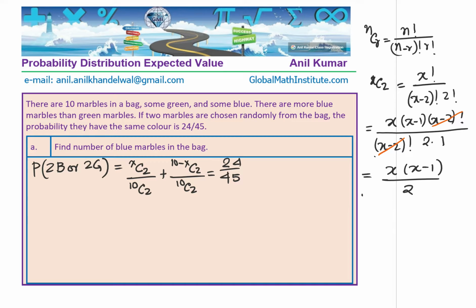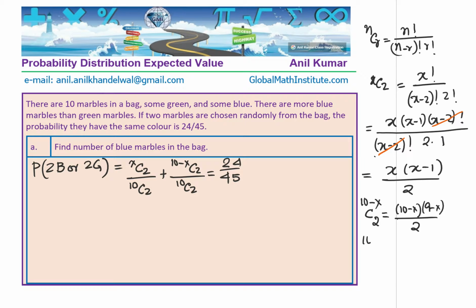So I'll write like this, 10 minus xC2, right? I'm just squeezing it in. So we'll have this as (10 minus x) times (9 minus x) divided by 2. Is that clear to you?